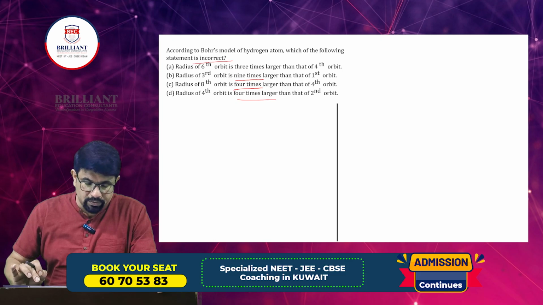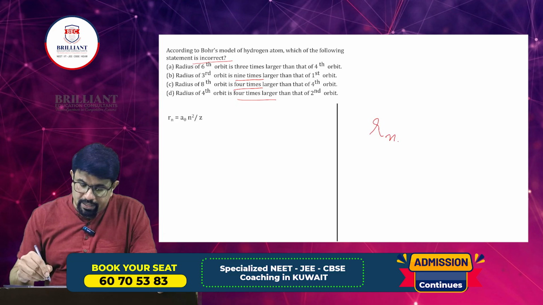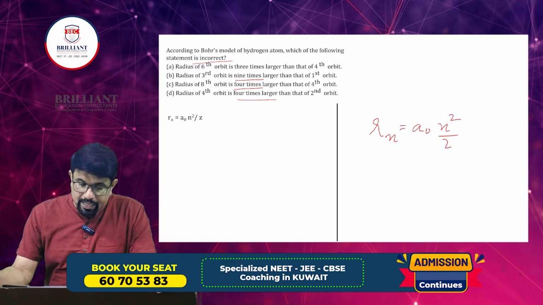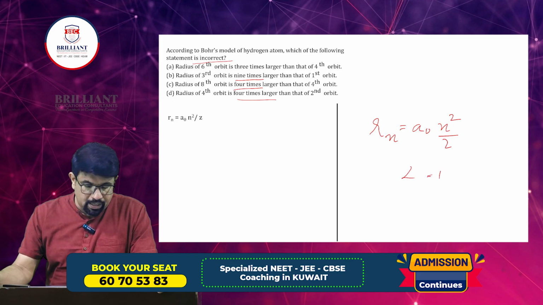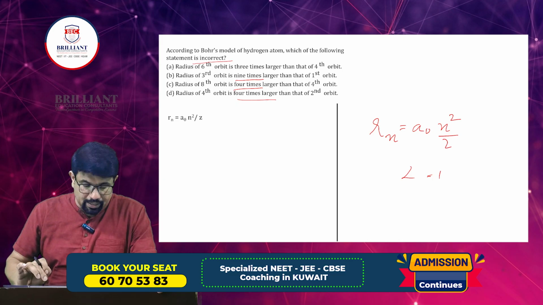Then how can we solve this question? If you know the equation, Rn, the radius of nth energy level, is equal to a0 n square divided by Z. This is hydrogen, that's why Z is equal to 1, and n is varying. So if we substitute the values, we will get the correct answer.